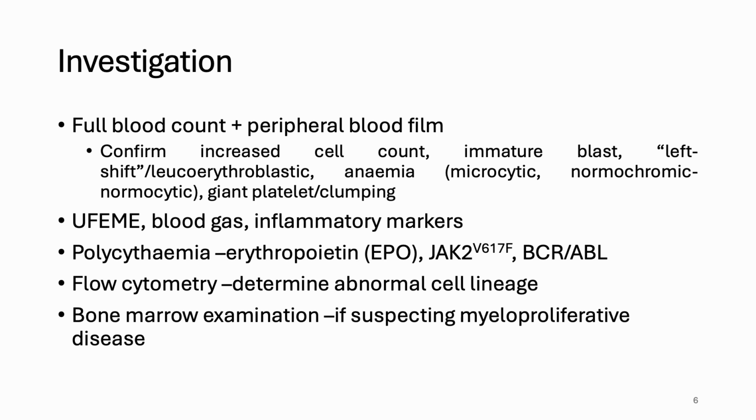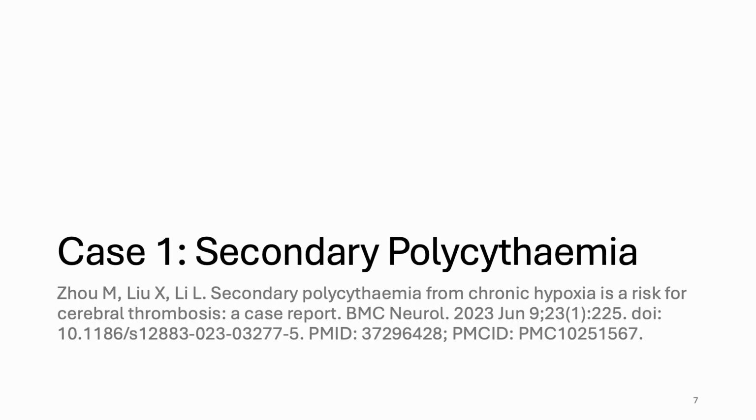If the patient is suspected of leukemia or myeloproliferative disease, we would consider things such as flow cytometry to determine the abnormal cell lineage and bone marrow examination. Next, I will share three cases published in academic journals to demonstrate the logical approach to patients with increased cell count.